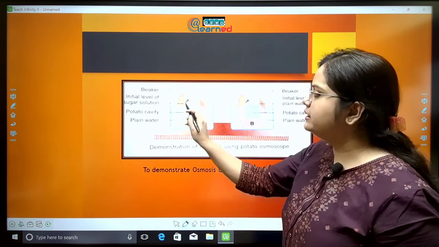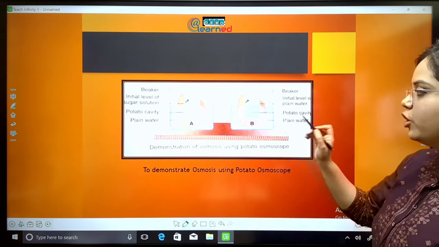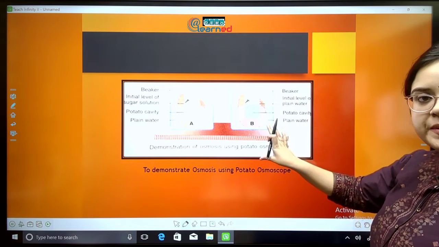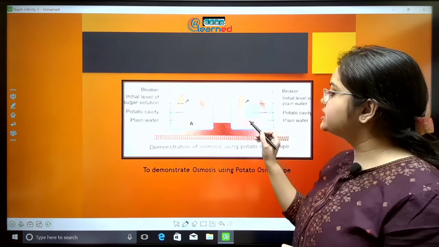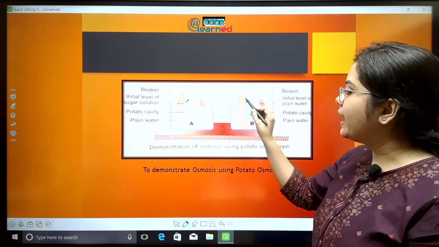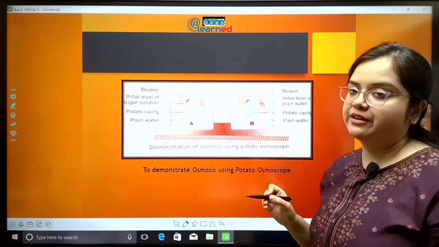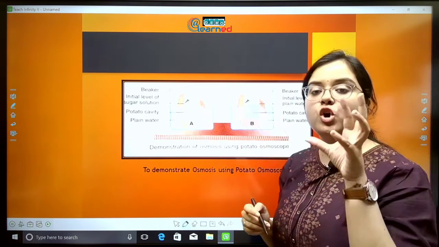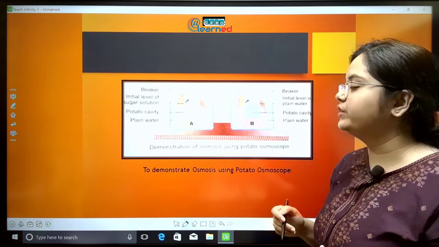Okay, the pin is here. That is the initial level of sugar solution inside the potato. And in the second, this is the control experiment where the experimental material is missing. So in this control experiment, you have the water in the beaker and you have this potato, and you have water inside the potato cavity. Here you have sugar, here you have potato. Now this setup is known as potato osmoscope or potato osmometer. Any language can come for your exam.